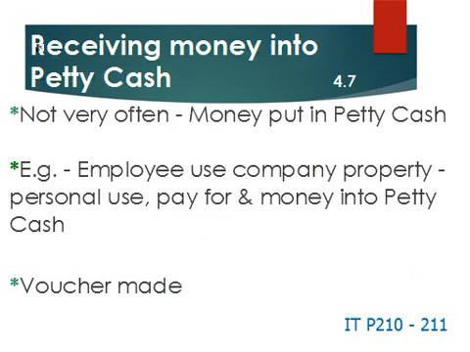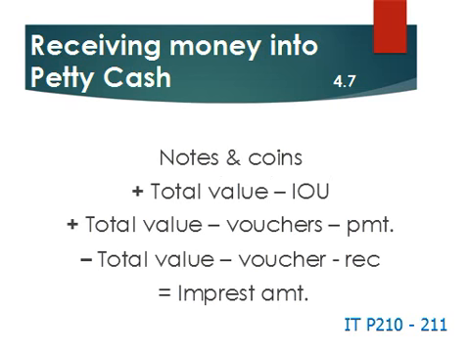It is not very often that money is put into petty cash, but there are rare occasions when it does happen. For example, when an employee uses the company phone for personal use, he will pay for the call, and the money will be put into petty cash. Once money is received into petty cash, the petty cashier will make out a voucher. The imprest amount will now equal the notes and coins, plus the total value of the IOUs, plus the total value of the vouchers for payments, less the total value of the vouchers for receipts.